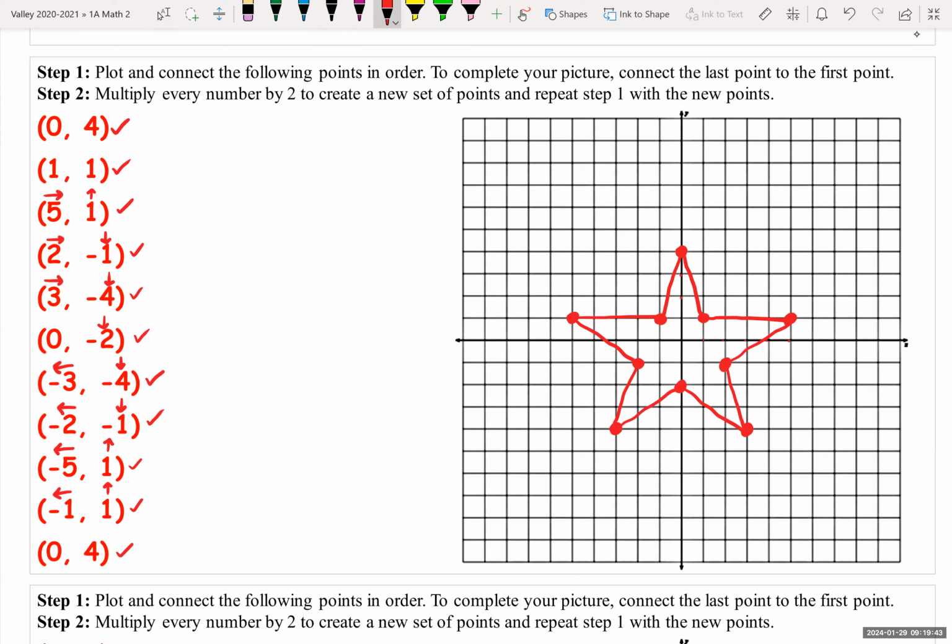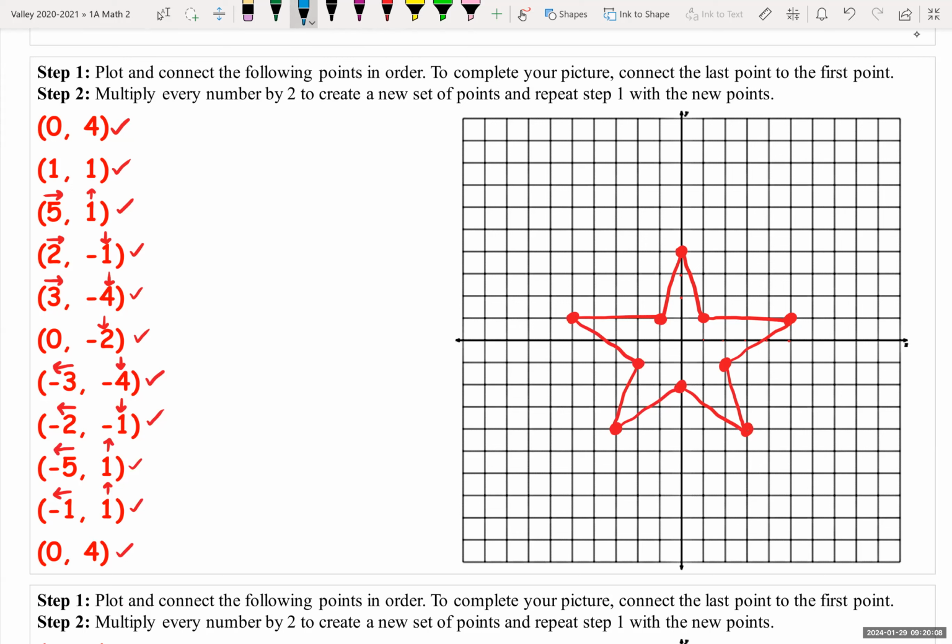Okay, so now let's look at step 2. So that's just graphing on a coordinate plane, graphing ordered pairs. Those are all called ordered pairs. So step 2 says multiply every number by 2 to create a new set of points and repeat step 1 with a new point. So we're going to multiply everything by 2 and draw it on the same graph so we can see them both next to each other.